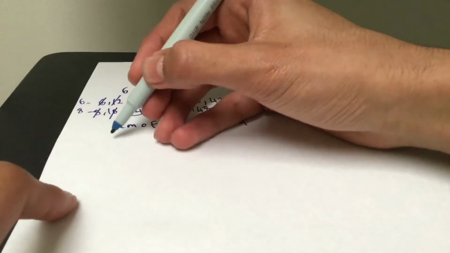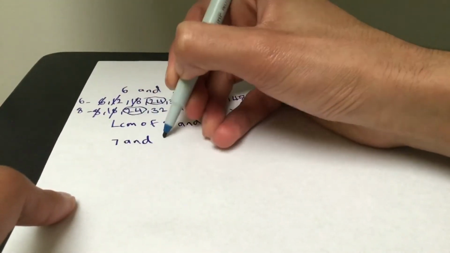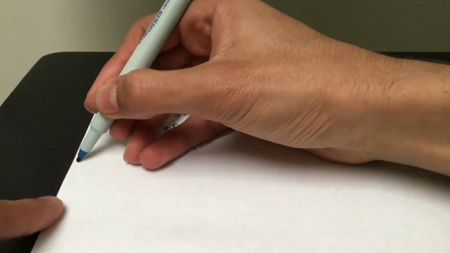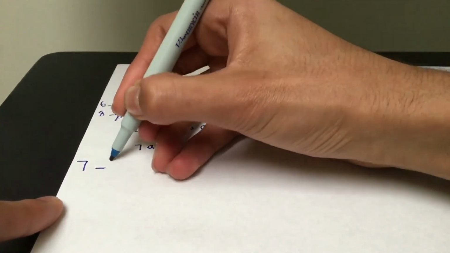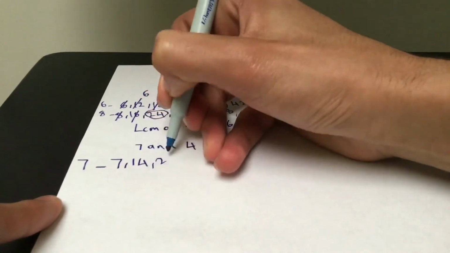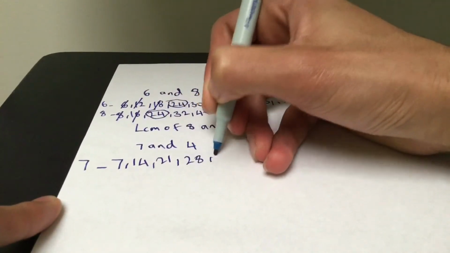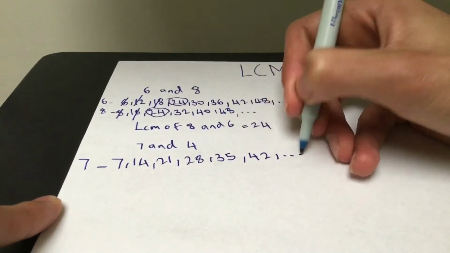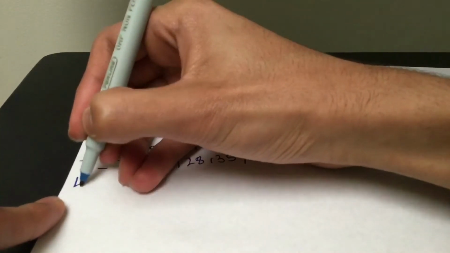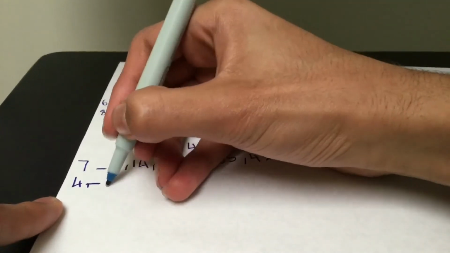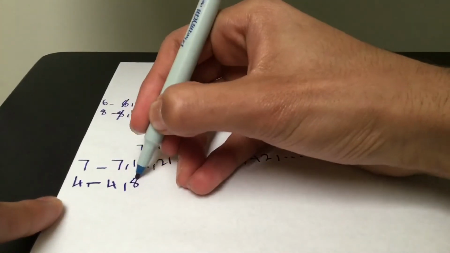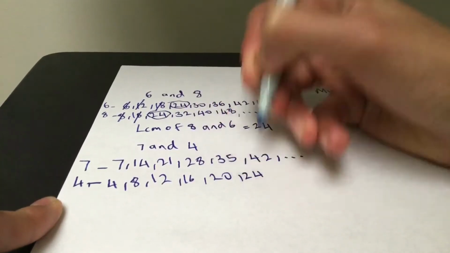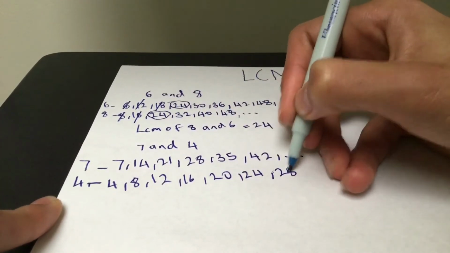Okay, let's move on to 7 and 4. Same thing, let's find the multiples of both of these numbers. So for 7, it's going to be 7, 14, 21, 28, 35, and 42, and so on. Now for 4, it's going to be 4, 8, 12, 16, 20, 24, and 28, and so on.